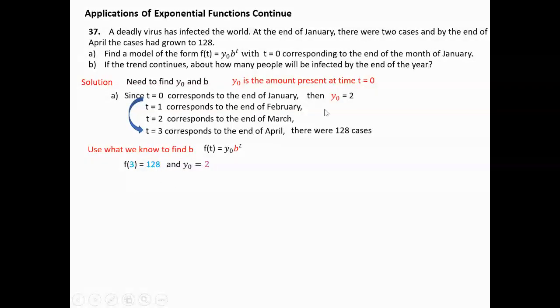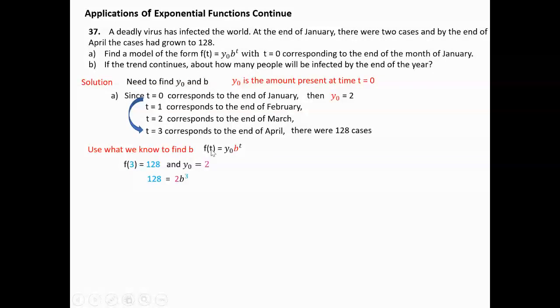My initial value will be 2, right? Y naught will be 2. Why? Because remember, when t equals 0, that's your initial value. So y naught is 2. Now I need to find b. I'm going to find it with 3, because it was the end of April and there were 128 cases. So f of 3 equals 128.